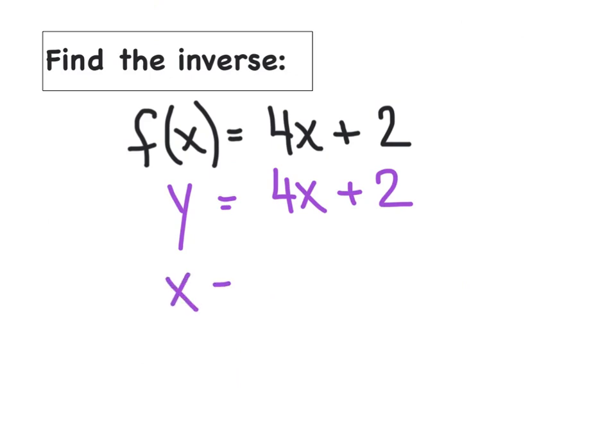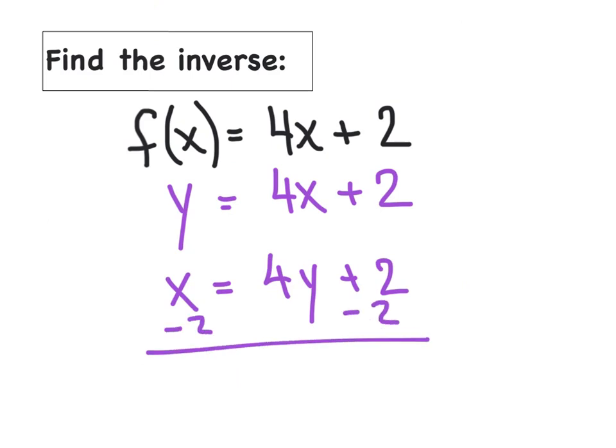So it's now x equals 4y plus 2. Now what they want me to do is solve for this y right here and try to get the equation in slope-intercept form. So first things first, I'm going to subtract a 2 from both sides. X minus 2 equals 4y.